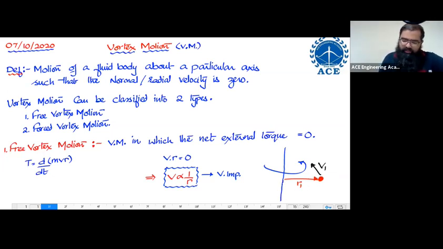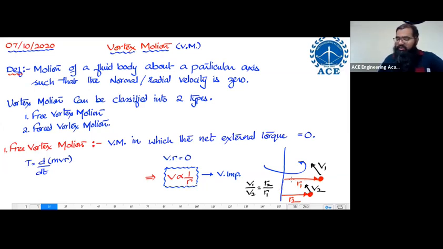Imagine I take another fluid particle. Let us say this fluid particle over here is at some distance r2. We are having some other fluid particle, which has a certain tangential velocity equal to v2. Now, what relationship can I write between these two? Since velocity is inversely proportional to r, v1 upon v2 is equal to r2 upon r1.